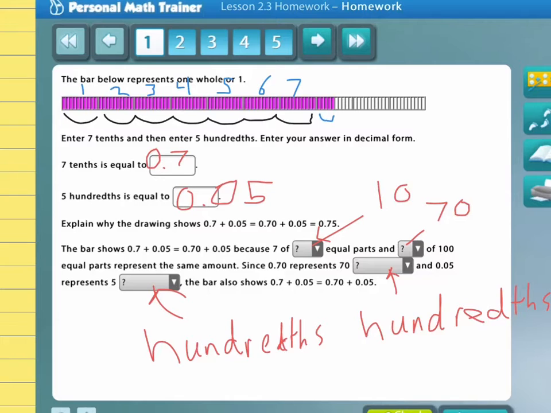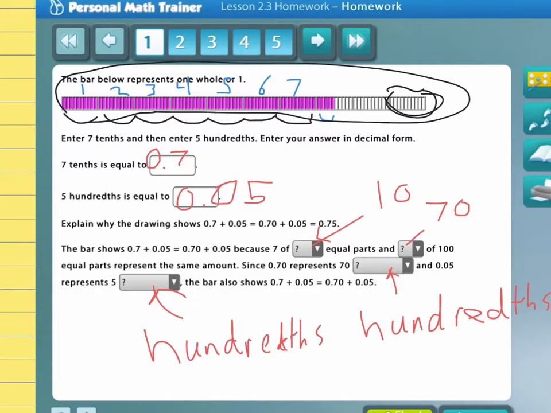The bar below represents a whole, so you're looking at the number line as a whole. You can tell based off of this that there are 10 larger parts, each one of those is a tenth, and each one of the smaller little numbers is a hundredth. So they're asking us to enter 7/10ths and then enter 5/100ths.